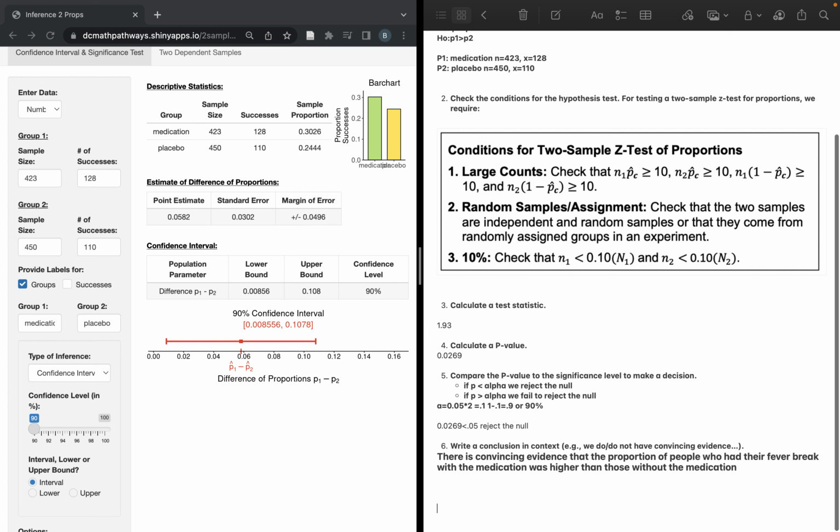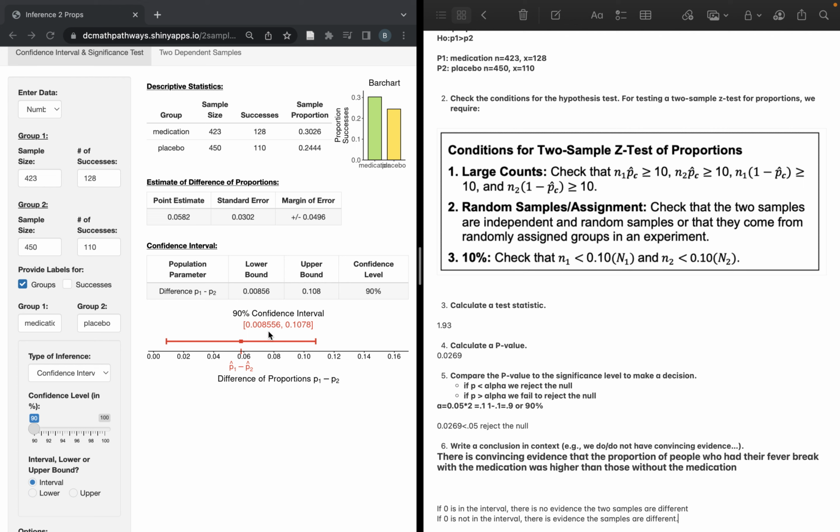So I'm going to come down here and explain this. If 0 is in the interval, that means there is no evidence the two samples are different. If 0 is not in the interval, there is evidence the samples are different.